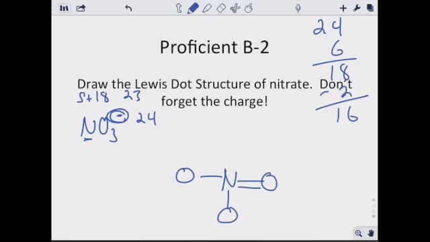This oxygen needs 4, so 1, 2, 3, 4. This oxygen needs 6, 1, 2, 3, 4, 5, 6. And this oxygen needs 6, 1, 2, 3, 4, 5, 6. Everybody's happy. And the way we represent the charge is we put it in brackets and say, hey, we add an electron to that, so we put a negative out there.